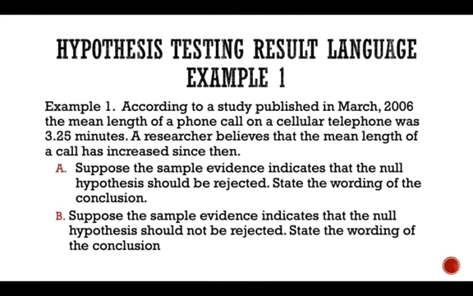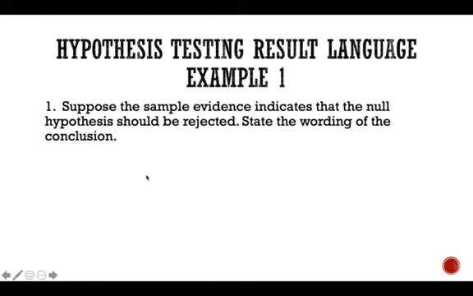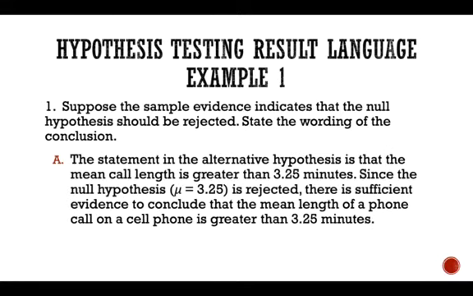With option A, it says, suppose the sample evidence indicates that the null hypothesis should be rejected. So based on the procedure, and we're going to get into the nuts and bolts of how we're going to determine whether or not to reject coming up, let's write our conclusionary statement. Suppose that the sample evidence indicates that the hypothesis should be rejected. If we're rejecting the null hypothesis, we're saying we have evidence to support the alternative. The statement in the alternative hypothesis that the mean call is greater than 3¼ minutes.